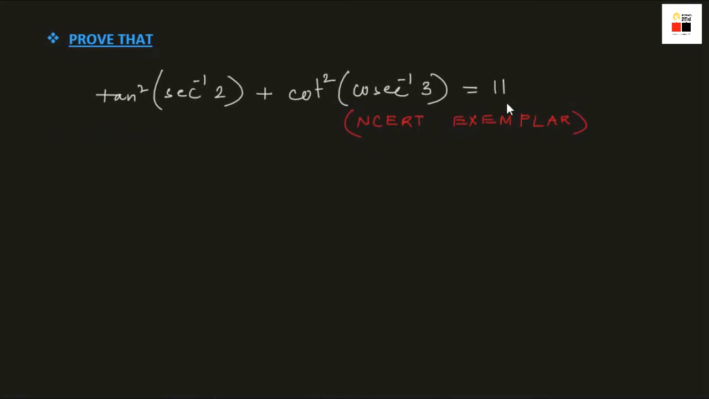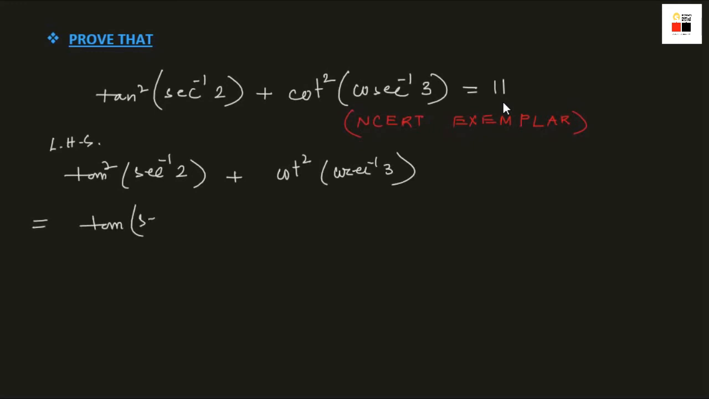Let's talk about this problem. Prove that this one equals to 11. Left hand side, tan square of sec inverse 2 plus cot square of cosec inverse 3. This is equals to tan of sec inverse 2 whole square plus cot of cosec inverse 3 whole square.